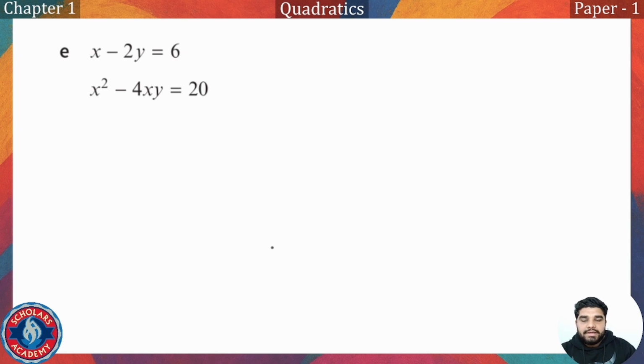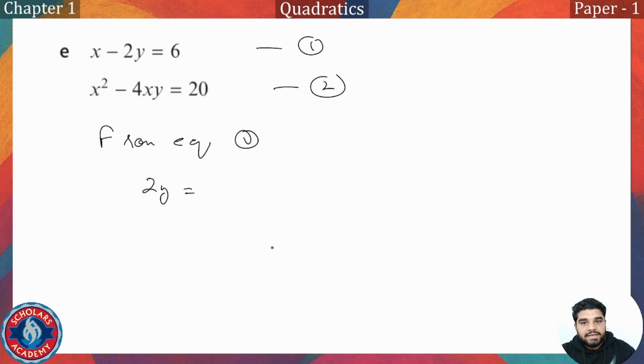We'll again simplify it. We can find the value of any variable from equation number 1. So equation 1 we get this, equation 2 is this. From equation 1 we can say 2y is equal to x minus 6, taking 2y to the right hand side and 6 to the left hand side, and y is equal to (x minus 6) by 2. We can call it equation number 3.